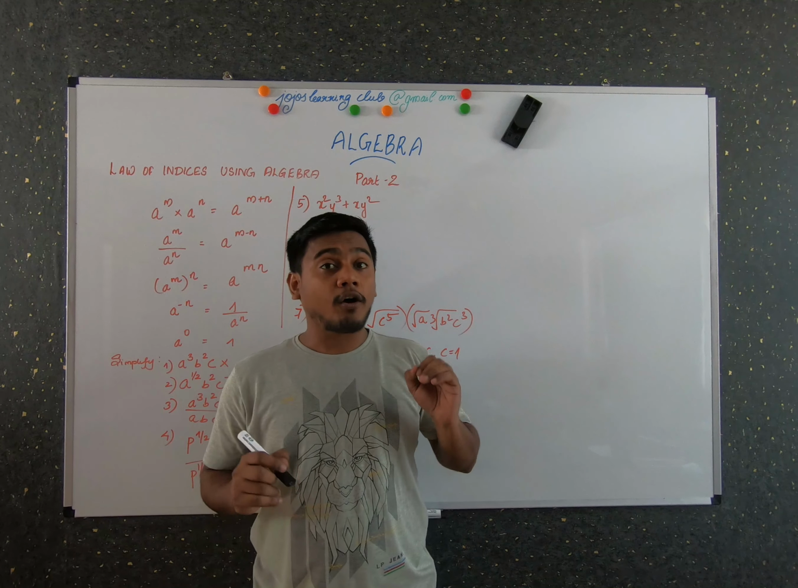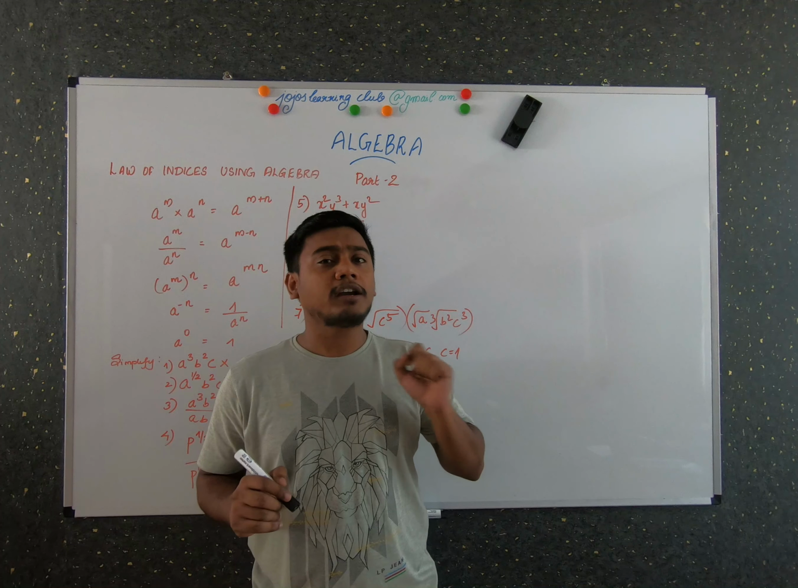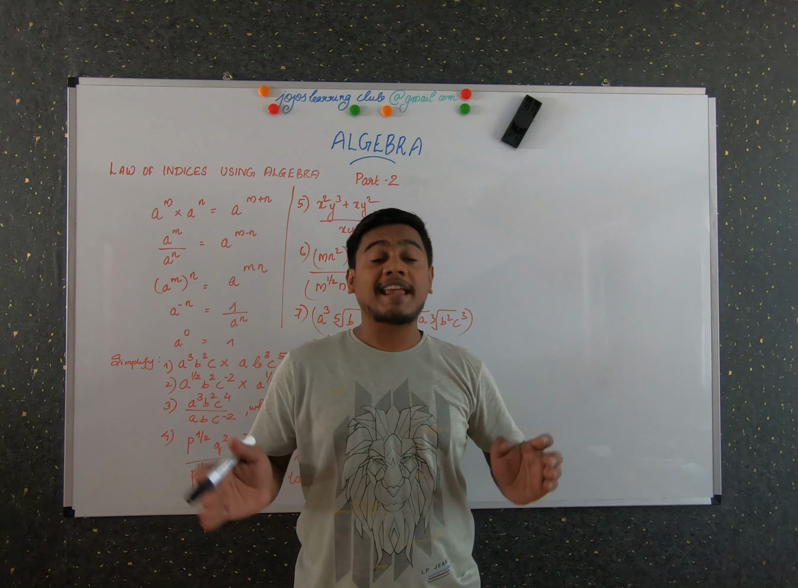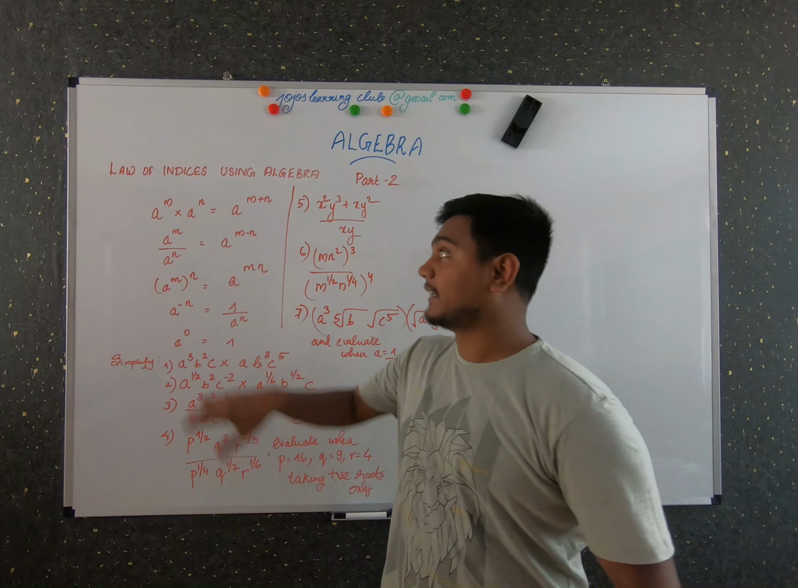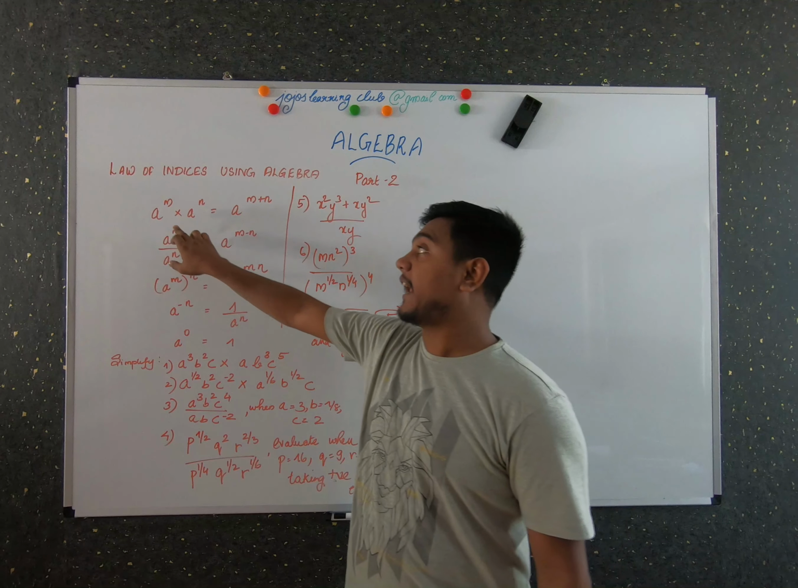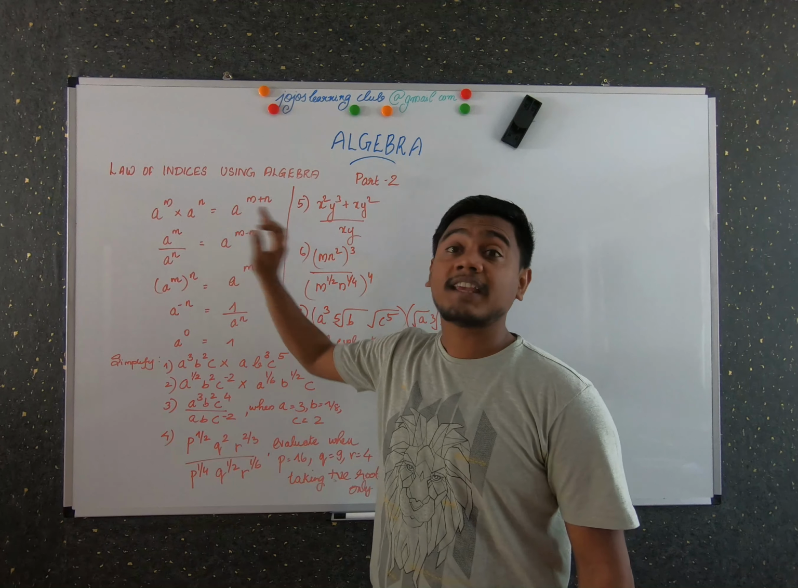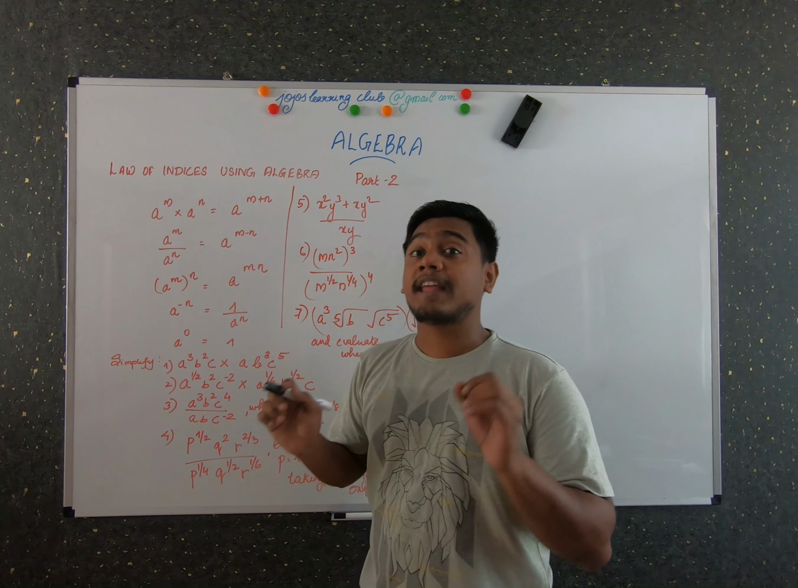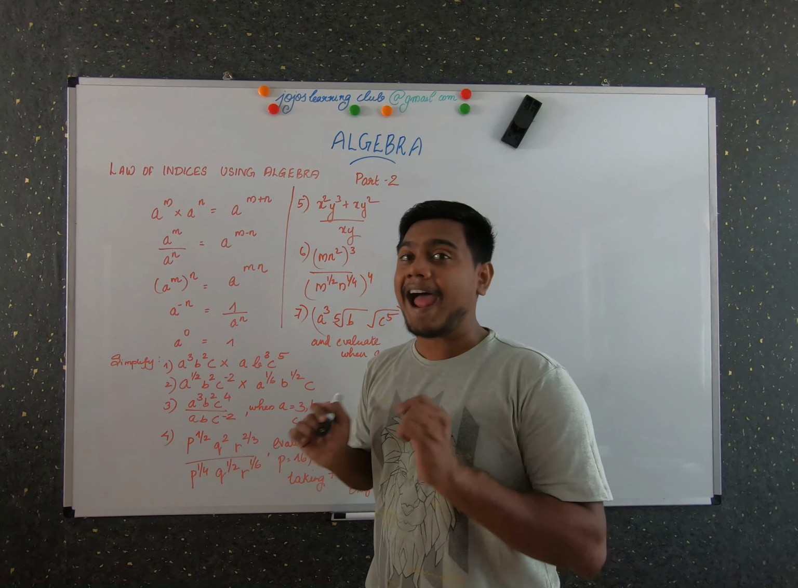I have already discussed the laws of indices in indices and standard form. It is the same for algebra. So let's see, a raised to m into a raised to n. What is here? This a is the base and m is the index. So when we have two numbers with the same base, then their index values are added.